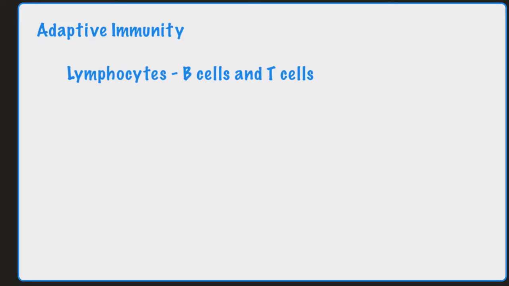Because there are two main types of cells that we see in adaptive immunity, the B cells and the T cells, there are actually two types of adaptive immunity that come from these cells. One of them is referred to as cell-mediated immunity, and the other one is referred to as antibody-mediated immunity.